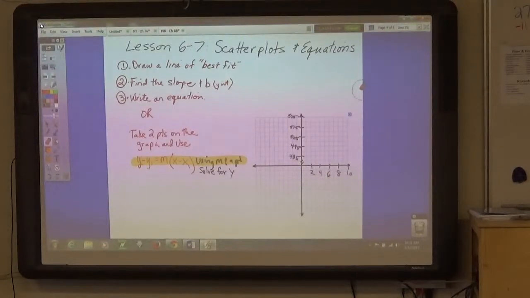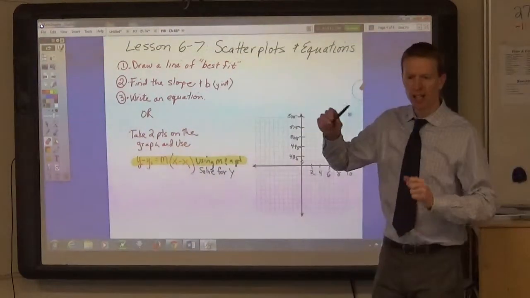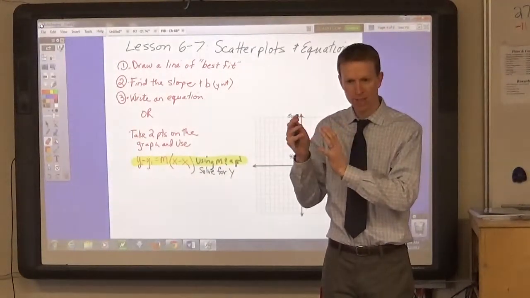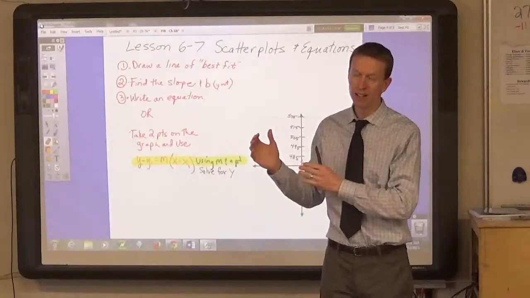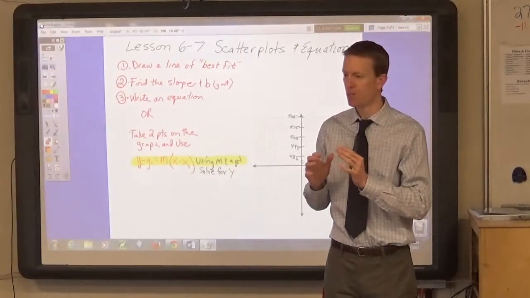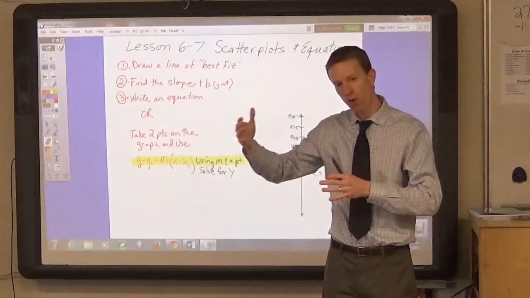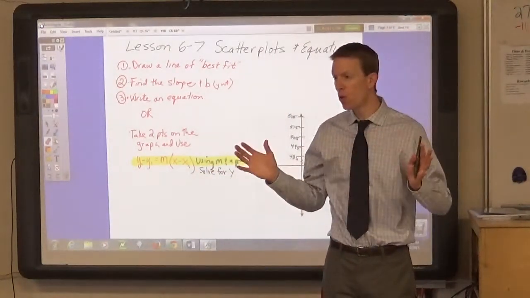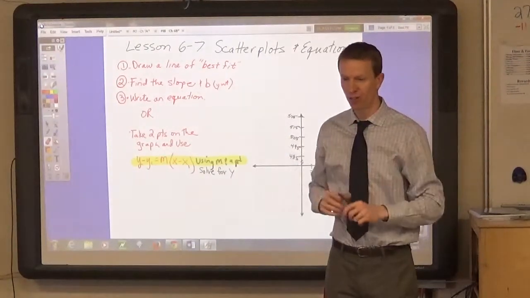All right, 8th graders. We're going to talk about scatter plots and equations. Lesson 6-7. A scatter plot is a graph of a bunch of points that don't necessarily fit right on a line. They might show a positive correlation if it's going up to the right, or a negative correlation if the points are going down to the right. Or maybe there's no correlation, where the scatter plot is literally scattered all over.